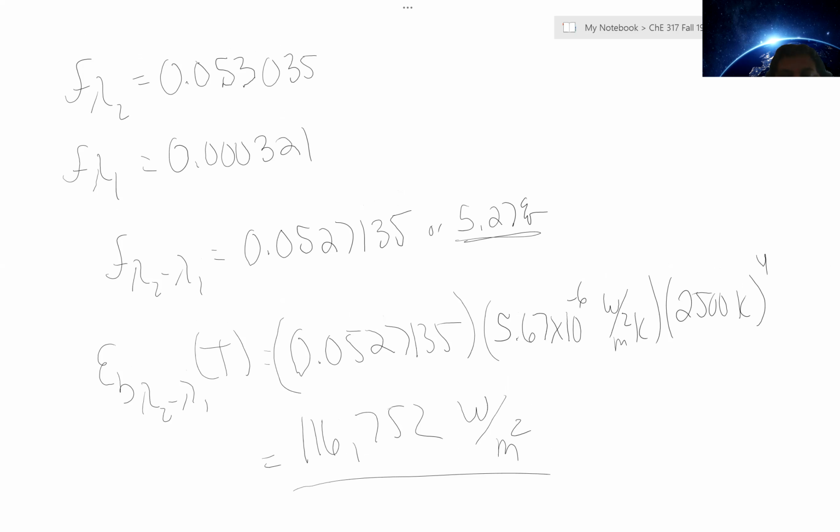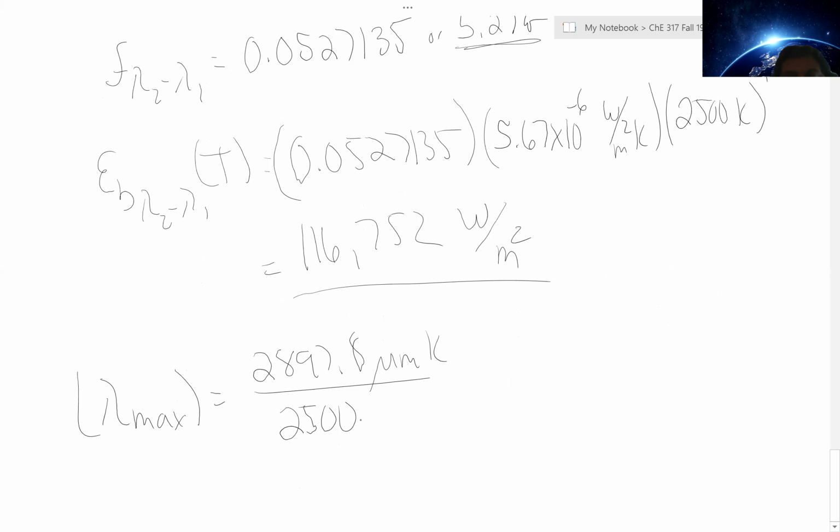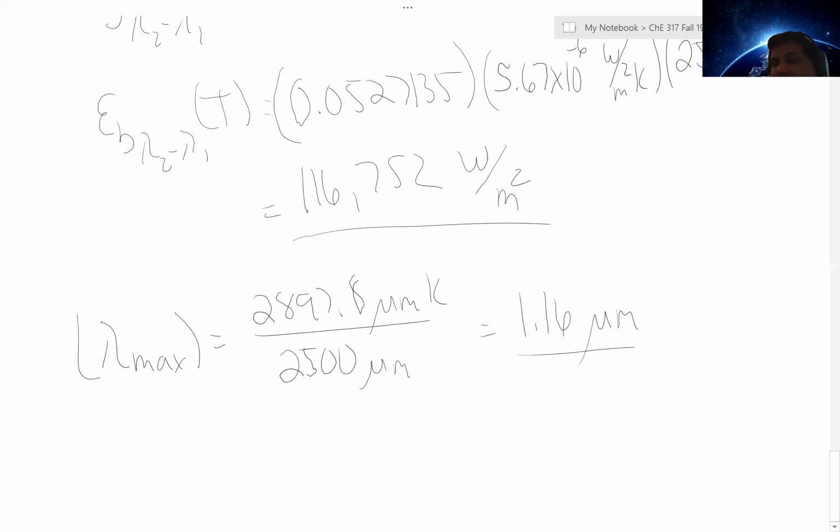The last question asked about the peak wavelength, which once again, going back to our lambda max, 2897.8 micron Kelvin divided by 2500 Kelvin gives us a maximum wavelength peak of 1.16 microns. From that, it peaks somewhere in the infrared region.